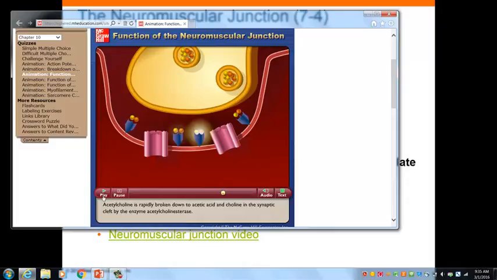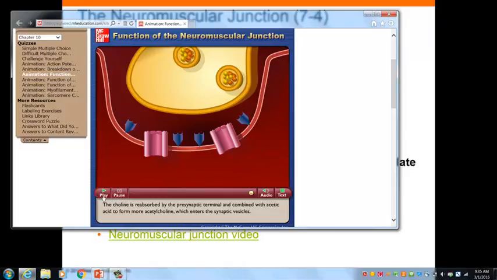Acetylcholine is rapidly broken down to acetic acid and choline in the synaptic cleft by the enzyme acetylcholinesterase. The choline is reabsorbed by the presynaptic terminal and combined with acetic acid to form more acetylcholine, which enters the synaptic vesicles. So that's an important thing to note there.